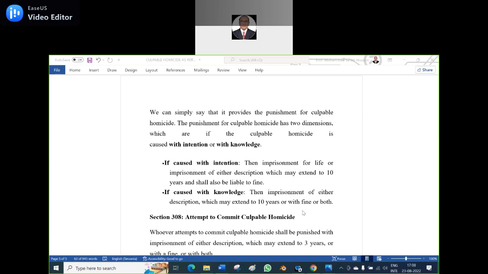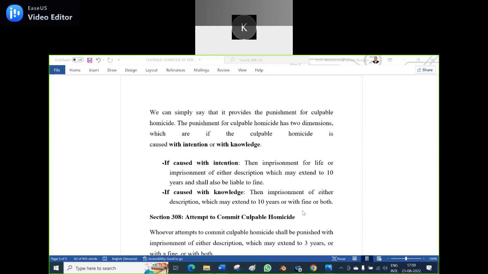With intention means different. But what is the punishment here? Life imprisonment, or imprisonment which may extend to 10 years, or with a fine, or with both. Either you have the intention or you have the knowledge. Both punishments are the same.